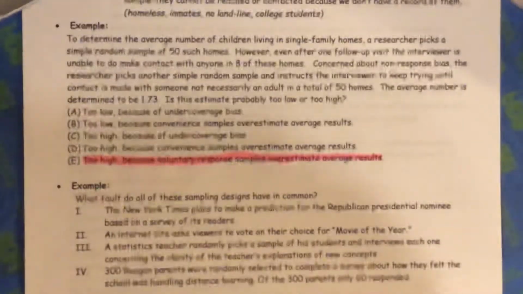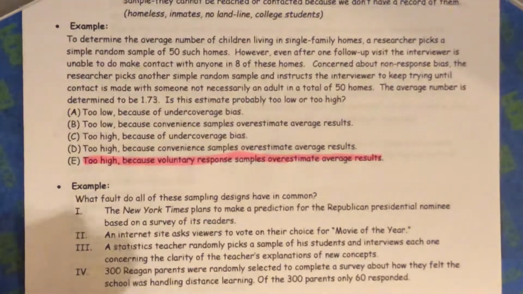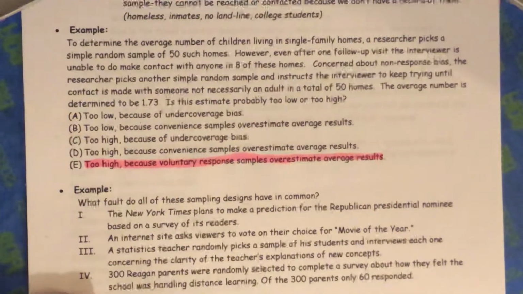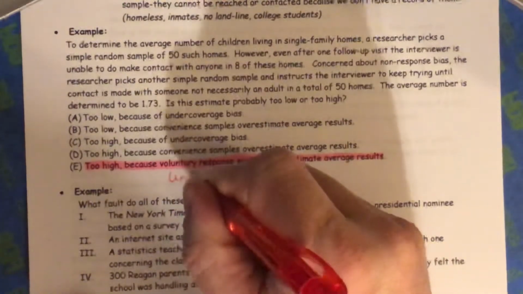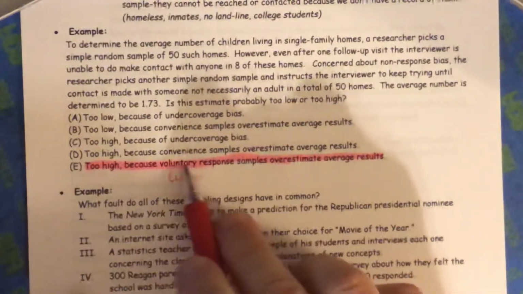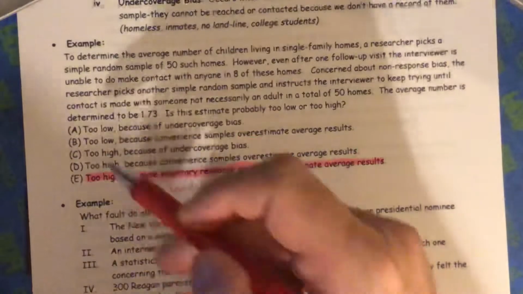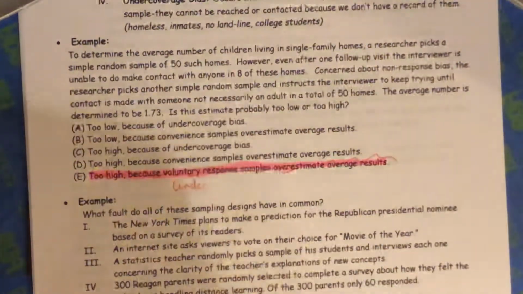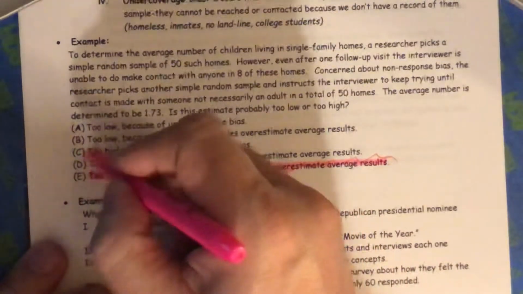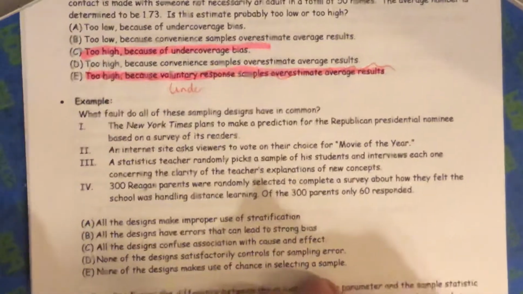Oh, and excuse me, this should not have said too high because of voluntary response bias. It's too high because of undercoverage bias. I should have made the change. This should have been too high, but please write that down. Oh, there it is. It's letter C. So this is incorrect, it's not voluntary response bias. It's too high because of undercoverage bias. My mistake. Sorry about that. Okay.